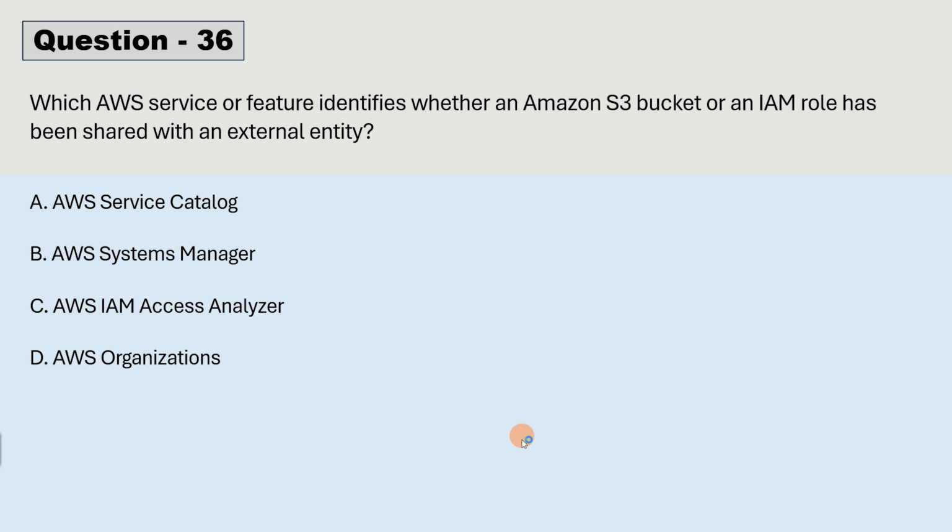Okay, now let me reveal the correct answer. The correct answer here will be option C, AWS IAM Access Analyzer, because this is the service which helps in identifying and monitoring access policies to determine whether an S3 bucket, IAM role, or any other AWS resource has been shared with external entities such as another AWS account, a public user, or any unknown third party. So this is the correct answer here.